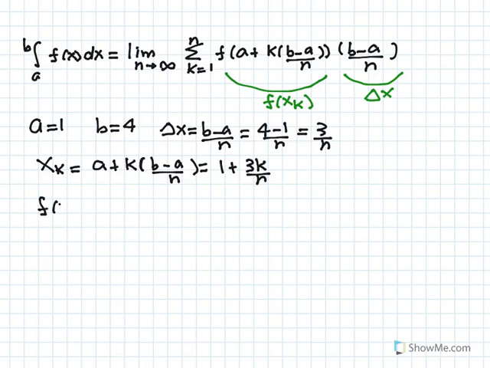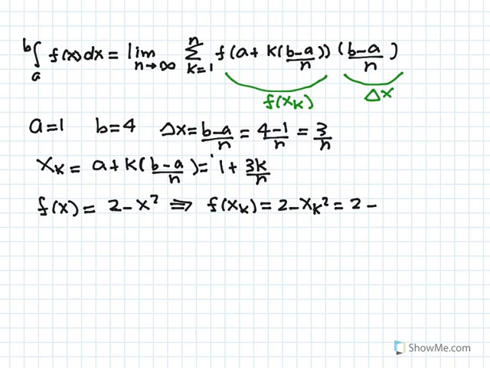Now, f of x, the function, is equal to 2 minus x squared. So let's substitute xk into the function. We get f of xk equal to 2 minus xk squared. That's equal to 2 minus xk, which was found to be 1 plus 3k over n. So that's 2 minus the quantity 1 plus 3k over n, all squared.